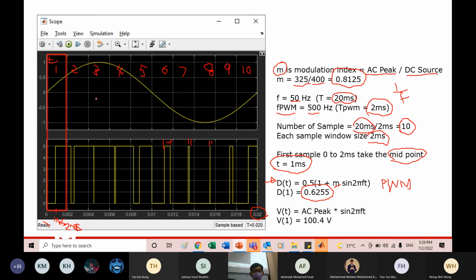And then for the V, this is the PWM value. This refers to what 0.6255 is equivalent to in volts, where the peak is 325. It is the AC peak multiplied by sine 2 pi f t, where t is the time. If everything is correct, you will get this number.